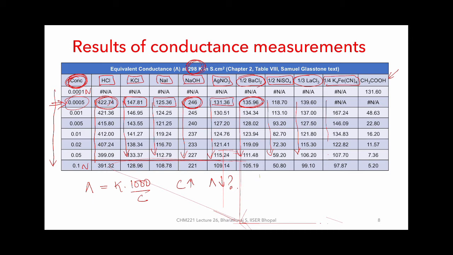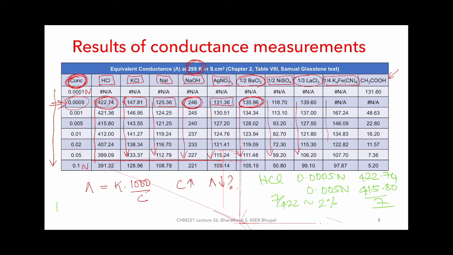So let's take a look at HCl here. When you are at 0.0005 normal, you have about 422.74 units of equivalent conductance. But the moment you increase the concentration by 10 times, which is 0.005 normal, you're able to see it reduces by about 6 to 7 units. For all practical purposes, we can assume it's 7 units. So 7 on 422 is definitely less than about a 2% reduction.